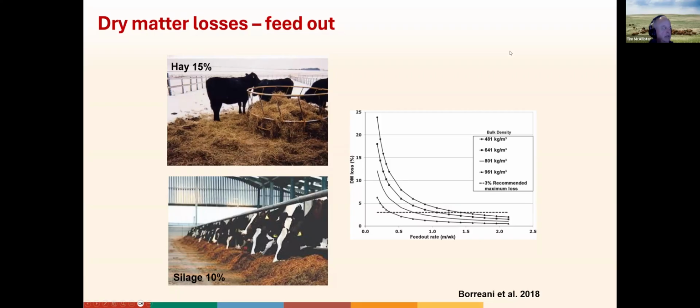The same with silage, it's lower, about 10%, and that's based on the feed out of the silo pit as well. So if you feed out less area per weight, then the amount of dry matter loss that's going to take place as a result of aerobic deterioration is going to be greater. And if you achieve greater packing density, then the amount of dry matter loss is going to be less because oxygen doesn't enter as readily.